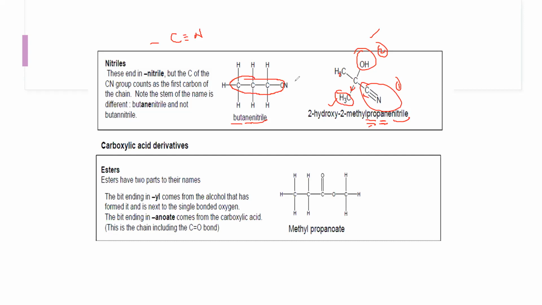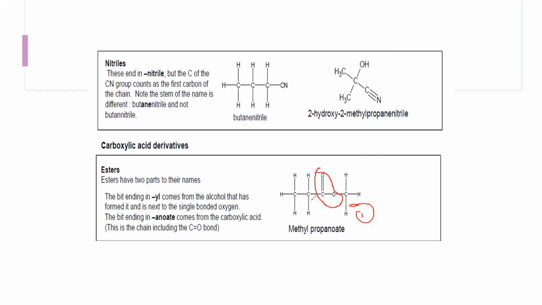Whereas carboxylic acid and the derivatives, which can be formed from carboxylic acid, such as esters and acyl chlorides, are known as carboxylic acid derivatives. If it's an ester, C double bonded with O, the part which is attached with oxygen we name first, and the part which is attached with the carbon chain we name second. So first we have one carbon, it's methyl, and there are 3 carbons in the chain, we call that prop, and due to this functional group we call that oate. So it is methyl propanoate.